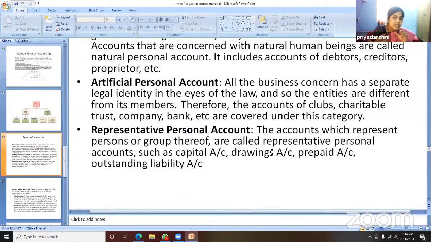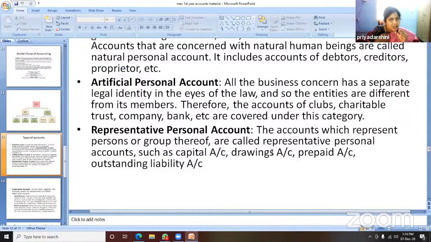So he is a representative. Who is the representative of this capital? The representative is the owner himself. So we are representing to certain, this capital is representing to some person. So it becomes a representative personal account. And then drawings. Drawings is made by the owner himself.